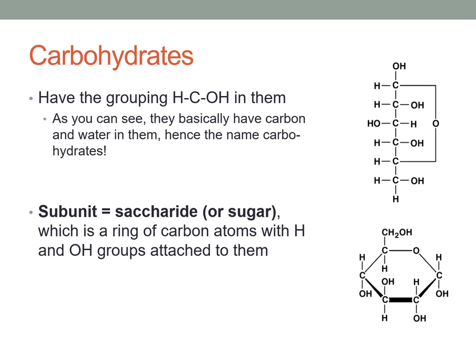So they're these long strings of things that then form their subunit, which is a saccharide, which is the technical term for a sugar, which is a ring of these carbons with little H's and OH's on either side of them. So the subunit of a carbohydrate, this is the take-home point, the subunit of a carbohydrate is a saccharide, which is a sugar, okay? And we're going to link those together.